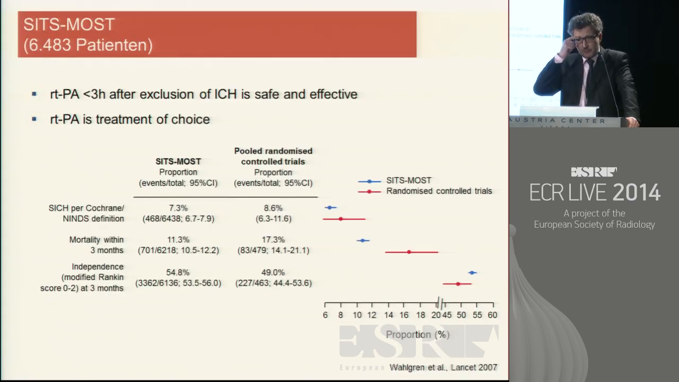The next question is, of course, is RTPA, which is the standard drug for treatment, safe? And if you look at the literature, it is safe. It does not increase the amount of intracerebral bleeding or significant bleeding. The mortality is not increased, and the Rankin score, especially with IV thrombolysis, is about 50% with a good outcome, 0 to 2 Rankin score. So IV thrombolysis is safe and the standard of treatment.